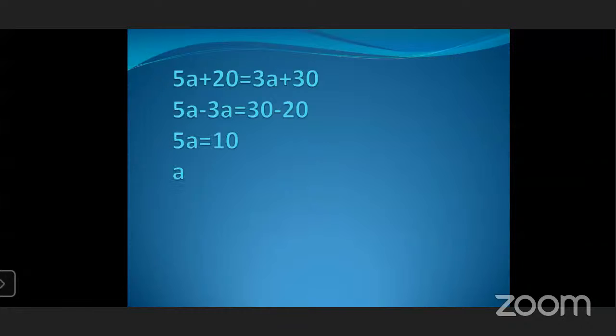A few more examples. Suppose 5a plus 20 is equal to 3a plus 30. Now in this equation, 5a minus 3a is equal to 30 minus 20. Now 5a minus 3a, right? So here we get 2a is equal to 10. There is a mistake in this one. 2a is equal to 10 and a is equal to 5. Okay, a equals 5.